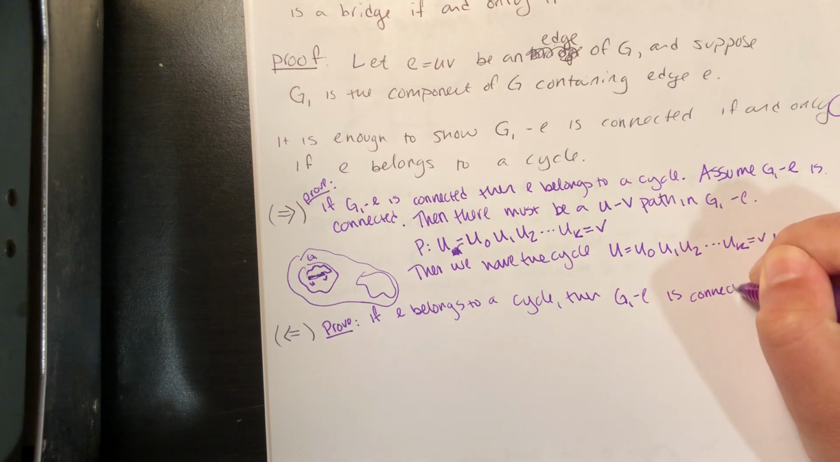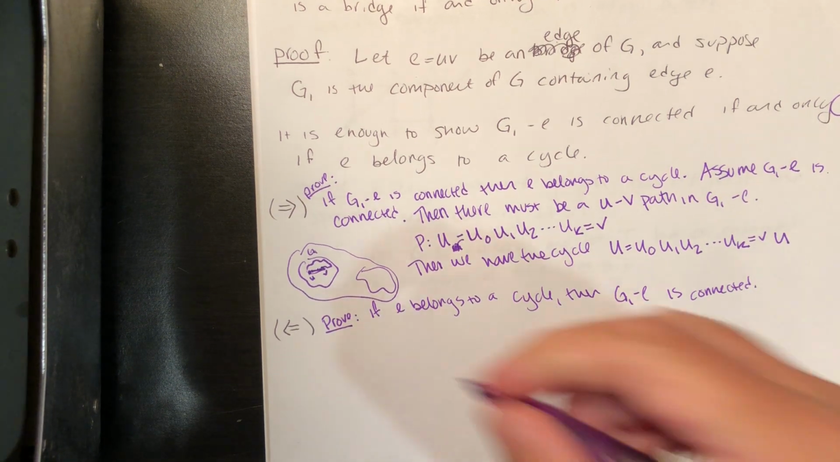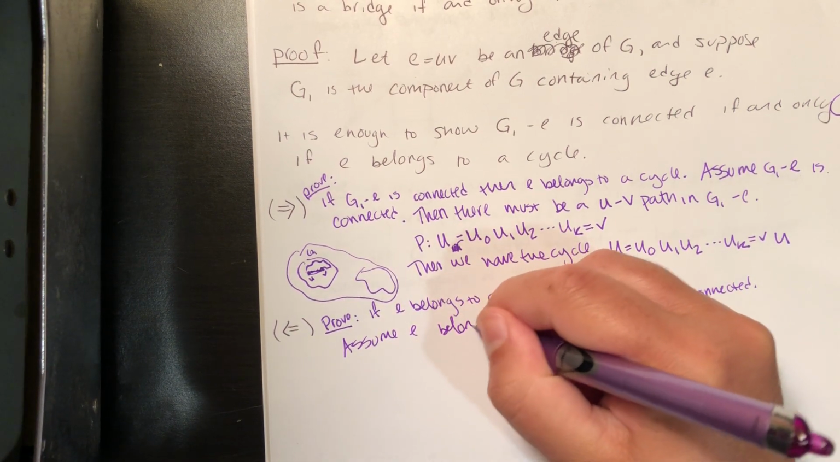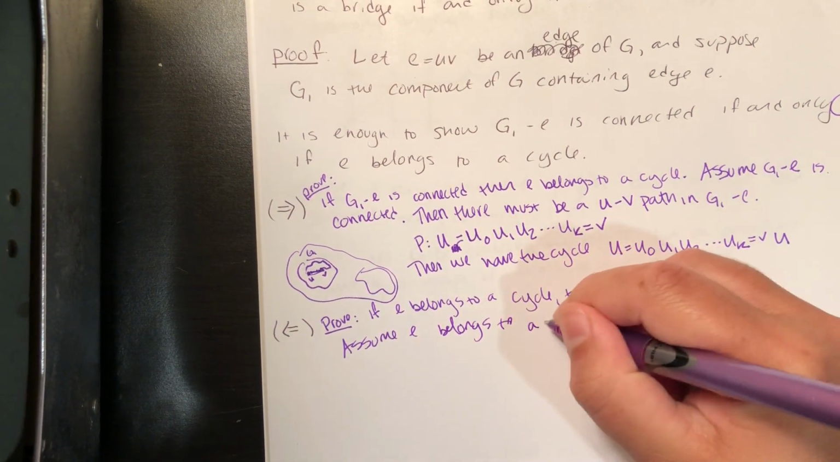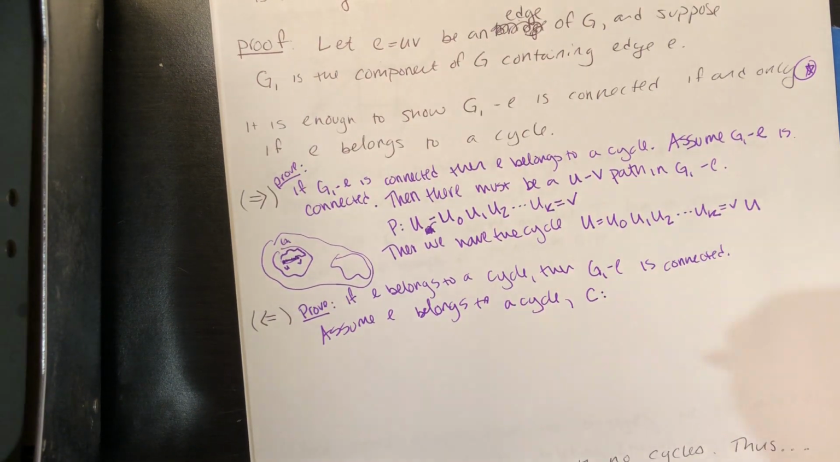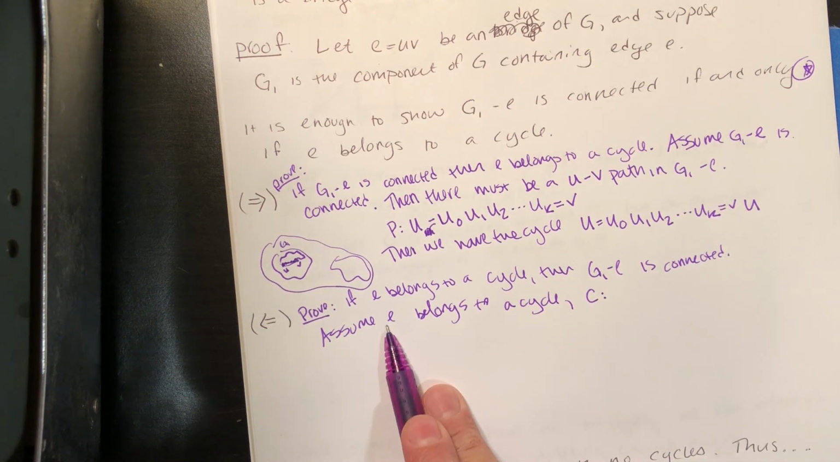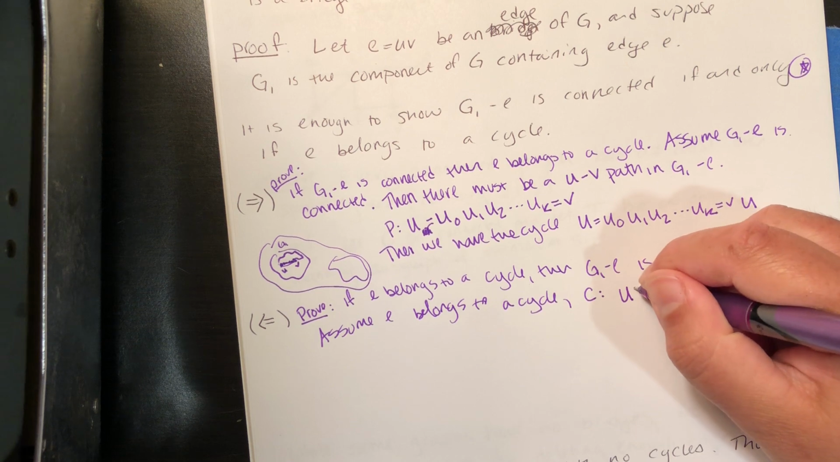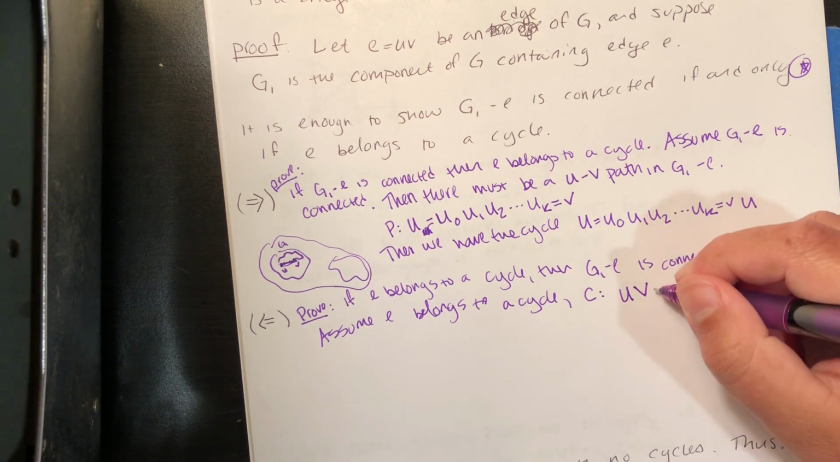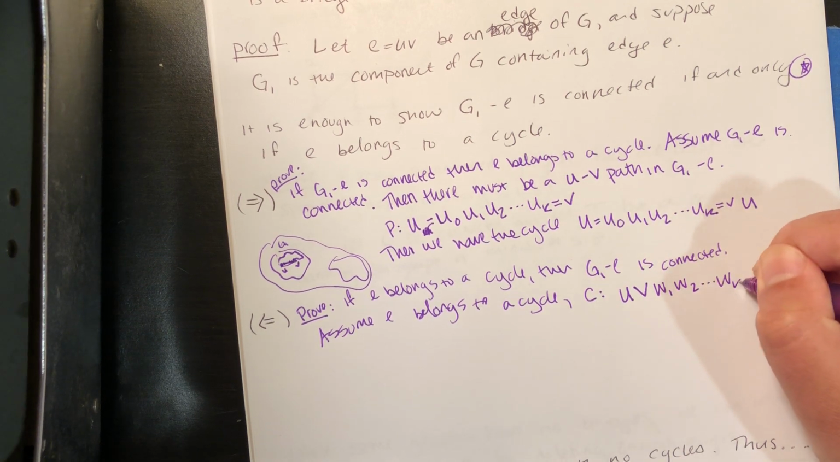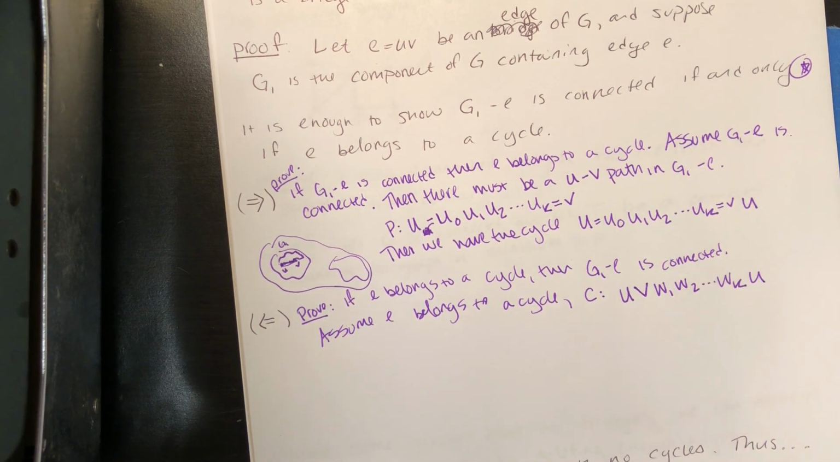So we assume that E belongs to a cycle, and we prove that G1 minus E is connected. Assume E belongs to a cycle. Let's call that cycle C. Okay, so because E belongs to the cycle, then we have, let's say, U, then V, and then some other vertices. I'm just going to call them W1, W2, all the way up to WK, and then finally back to U again. All right, so let's say this is our cycle.